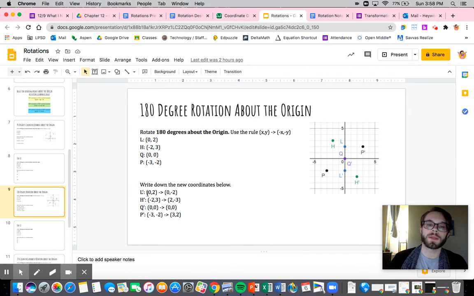So write the new coordinates below. Again, you do not flip them this time. You leave them alone. You just change the signs of them. 0, 2, 0, negative 2. Negative 2, 3, 2, negative 3, right? So the negative became positive, then positive became negative. 0, 0 doesn't change, right? That's the center of rotation. And then negative 3, negative 2 becomes 3, 2.